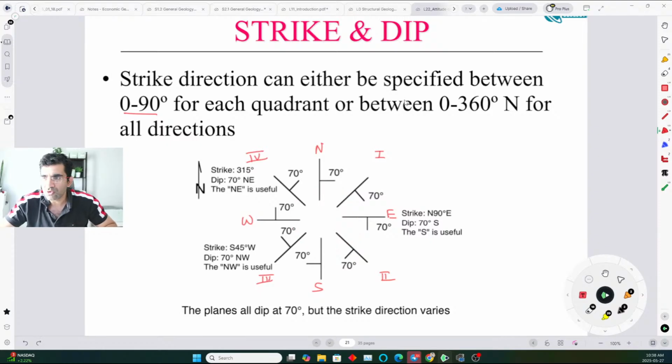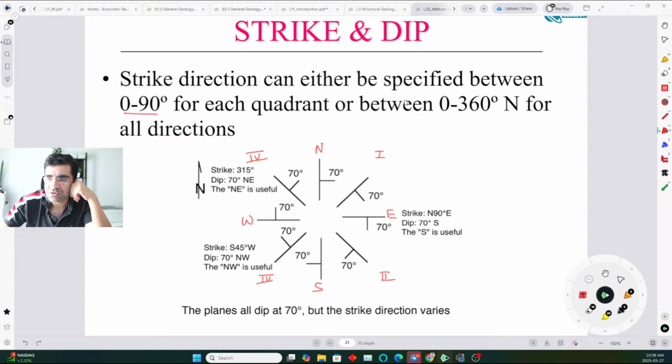It is your choice. So for example, in this direction, if your bearing is eastwards, you can simply say the strike is 90 degrees. If it is pointing south, you can say strike is 180 degrees. If it is pointing west, you can say it is 270 degrees. Like that.